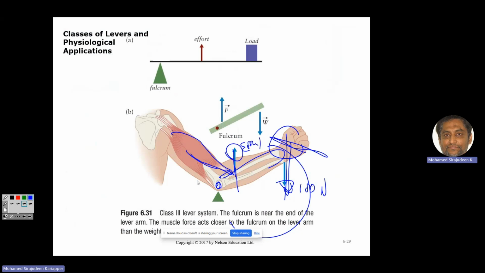Effort in the middle means class 3. Support is at one end and the load is at the other end. Which end doesn't matter, whether it is the left end or the right end. What you should look at is who is in the center. So memorize it like this: fulcrum, load, effort. Okay, good.